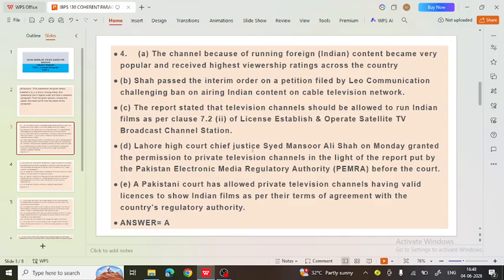Lahore High Court Chief Justice Said Mansoor Ali Shah on Monday granted the permission to private television channel in the light of report put by the Pakistan Electronic Media Regulatory Authority, means PEMRA, before the court. The Pakistani court has allowed private television channels having valid license to show Indian films as per their terms of agreement with the country's regulatory authority.